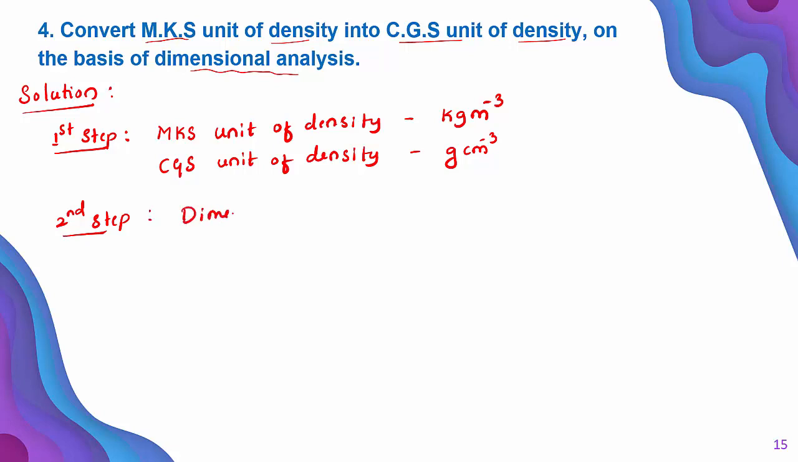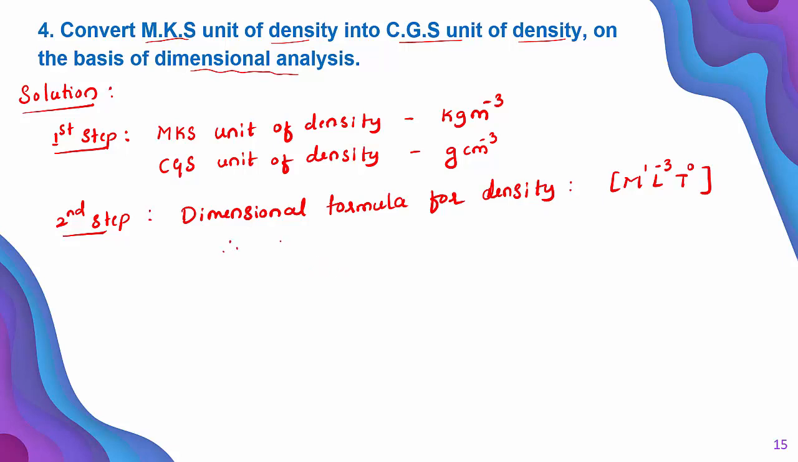First we have to write the dimensional formula for density. We already solved how to write the dimensional formula for each physical quantity. You can remember the dimensional formula for density. It is M raised to 1, L raised to minus 3, T raised to 0. This is the dimensional formula for density. So now easily we got the values of a, b, c: a is equal to 1, b is equal to minus 3 and c is equal to 0.